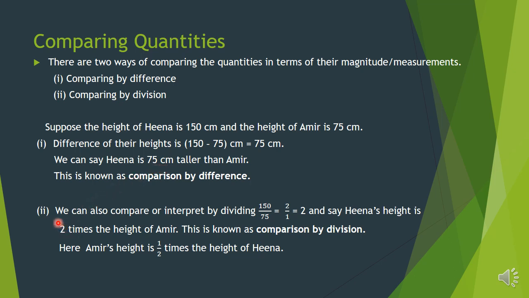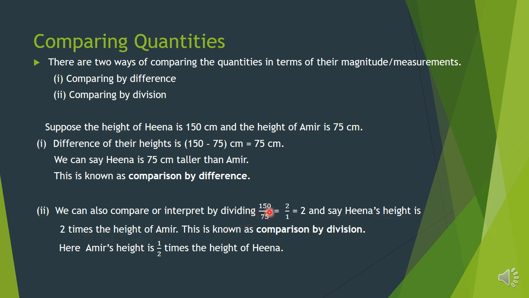Number two, we can also compare their heights by division method. We are dividing the numbers. Here first number we have taken 150, that is the height of Hina, and denominator we have taken 75, that is the height of Amir. So 150 divided by 75, and simplifying we get 2 by 1. 75 in 150 goes 2 times, so here we get downside part 1 and upside part we get 2, and the answer is 2 by 1. And children, 2 by 1, what is it? It is 2. So we can say Hina's height is 2 times the height of Amir.